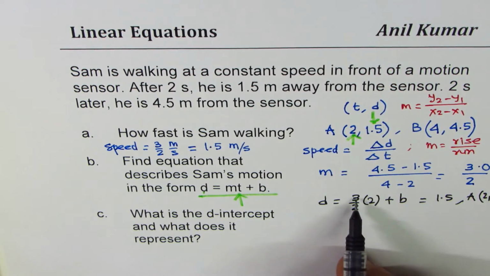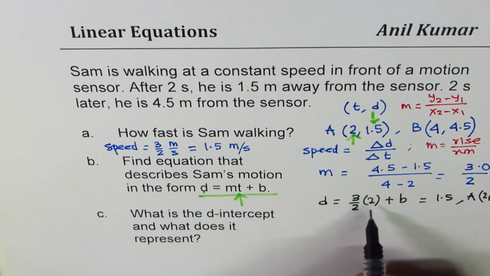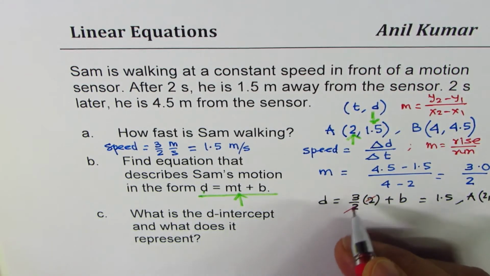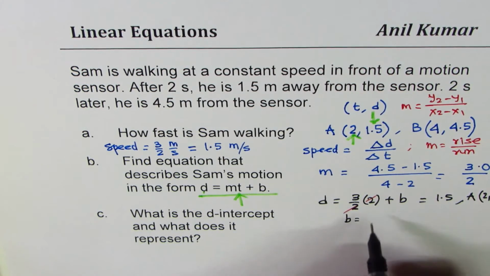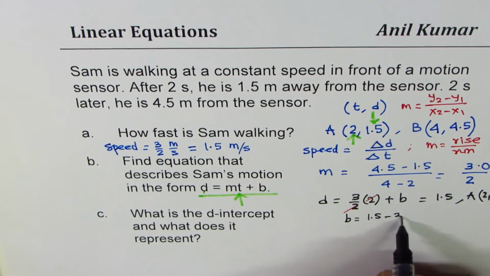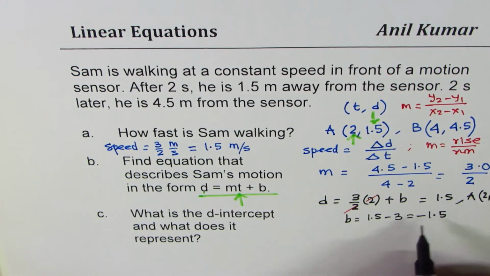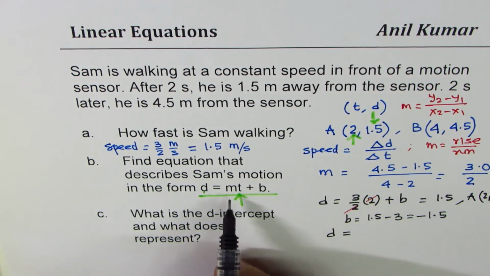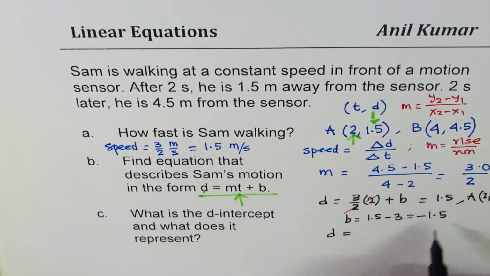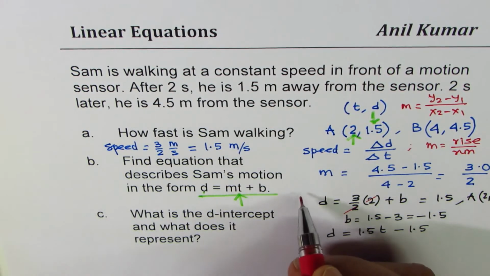Now we can solve for b. 3 over 2 times 2 cancels out, and we get 3 here. So we can write b equals 1.5 minus 3, which is minus 1.5, correct? Since b is minus 1.5, I can write down the equation d equals m, which is 3 over 2, or you can write in terms of 1.5, so 1.5t minus 1.5. You get an idea. So that is how you can write d. So that's the solution for part B, correct? So we did part A and B here.